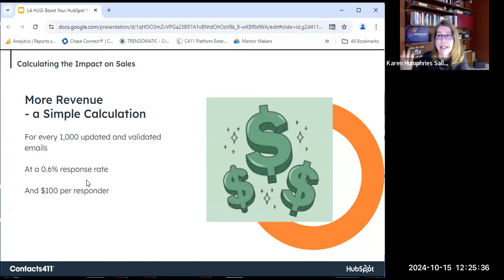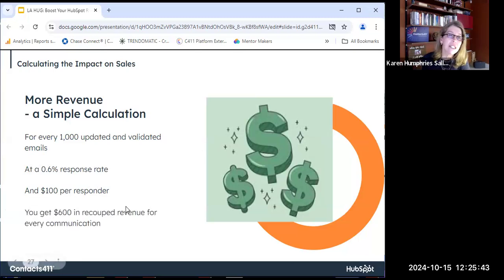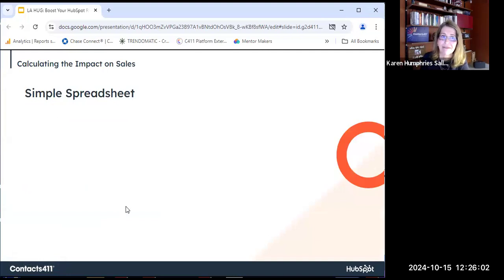Let's make the math easy. Let's say your response is $100 per responder. What does that mean? It means for every 1,000 updated emails, you recoup $600 in sales for every single communication. Not just in a year, but every time you send an email. That doesn't sound like much, but wait a second.